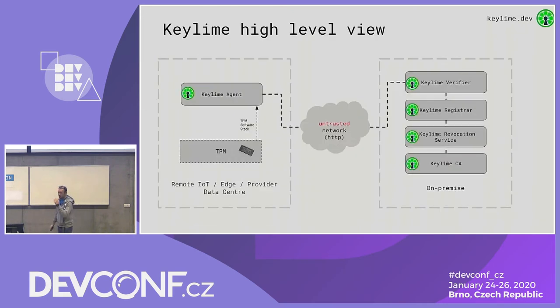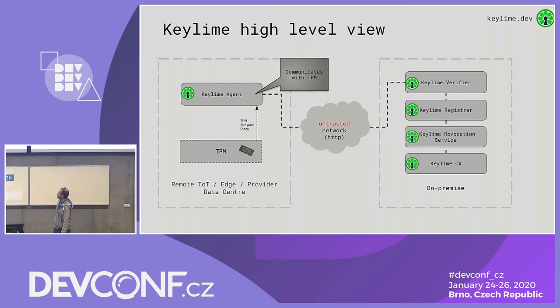So a bit of a high-level overview of the different components. So first of all, we have the agent. So what we've got here to our left is, consider that the remote data center or perhaps an outside location where you have an IoT device or an edge device. This is essentially an area that's outside of your control, outside of your network. Okay. And this is where we run the Keylime agent.